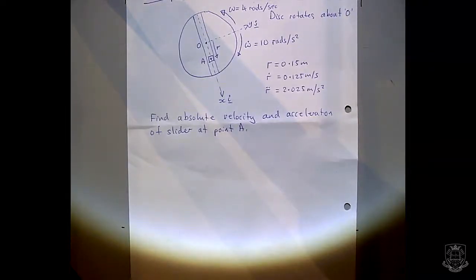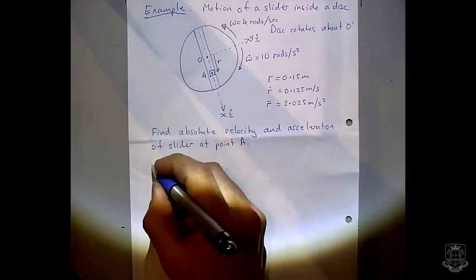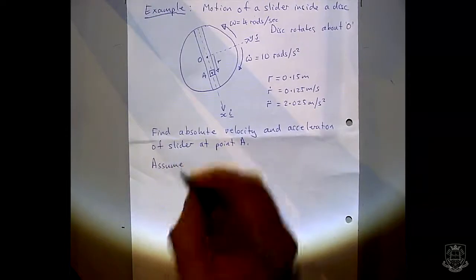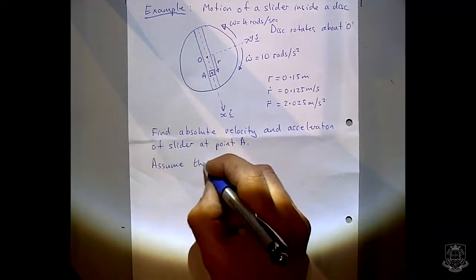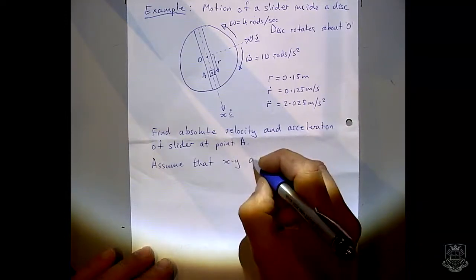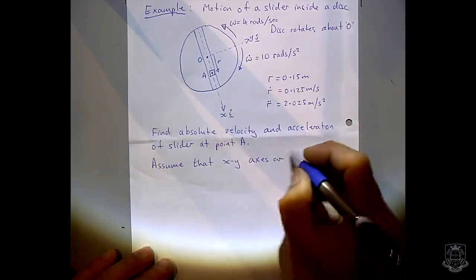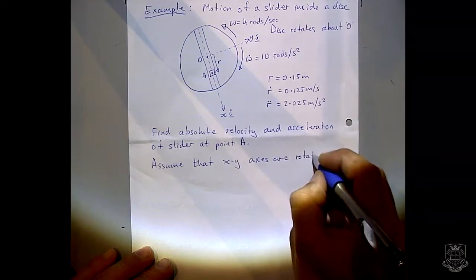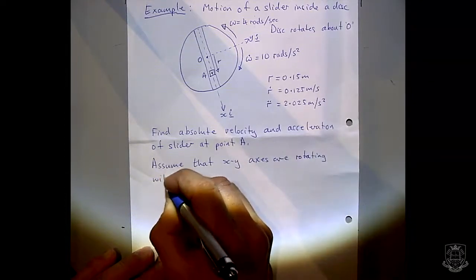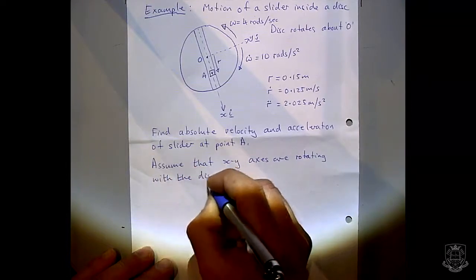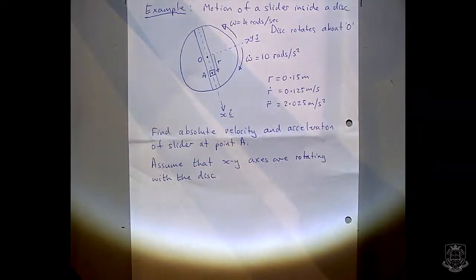Okay, so that's what we've got to do. The first thing we did was we assumed that the XY axes are rotating with the disk. And because R is along the x-axis, so the slider can only go up and down the x-axis, that helps simplify solving the problem of finding its absolute velocity and acceleration, okay?